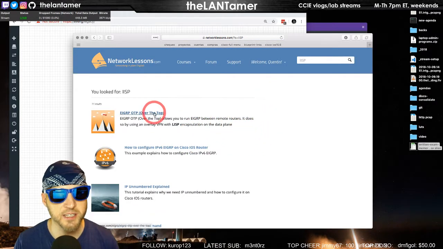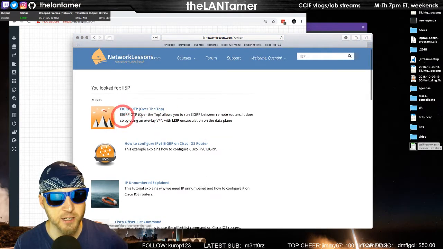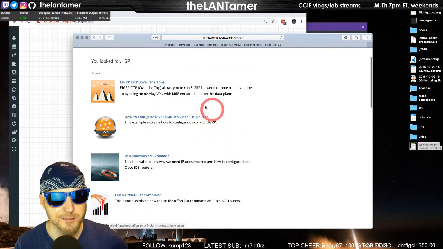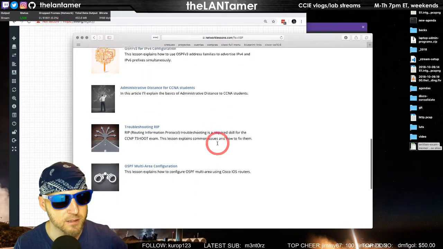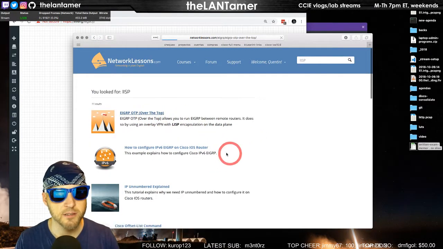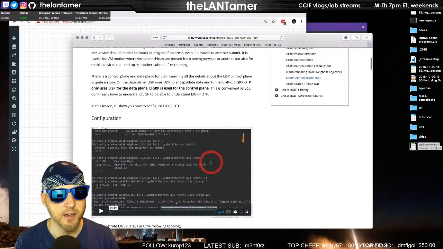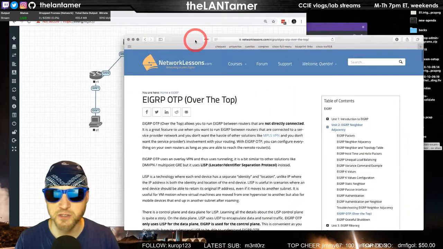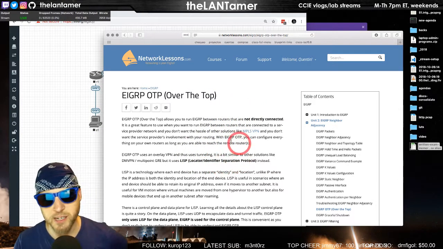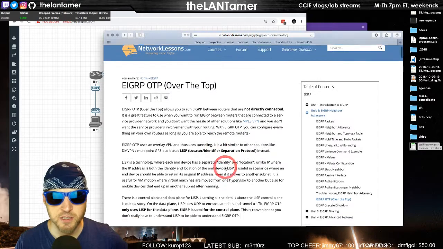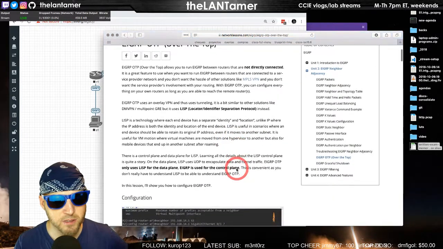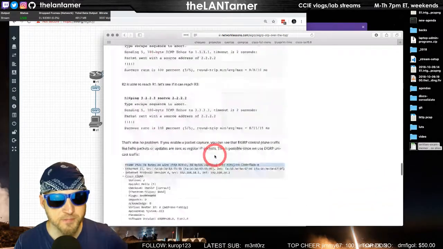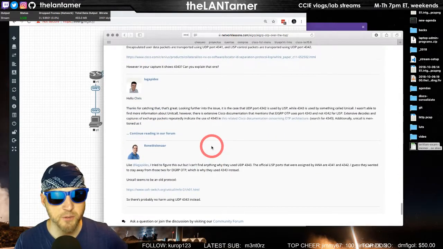Please say he does. Oh, he's got EIGRP over the top. That's good. That kind of goes hand in hand with LISP encapsulation. And LISP can be used in a number of different deployments that I've read about. But the EIGRP over the top protocol, yeah, it is covered in here. Locator identifier separation protocol. Yeah, LISP for the data plane, EIGRP for the control plane. Oh, cool. So it looks like there's some good information in there.